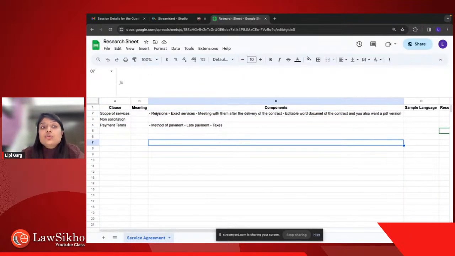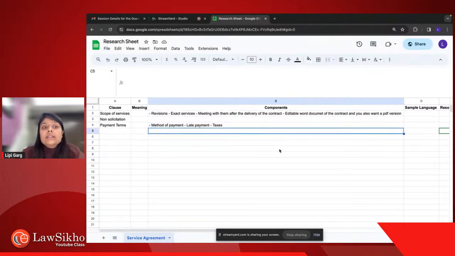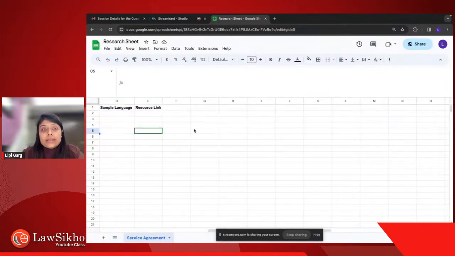And you don't have to use all of these components in every contract. You can just see which all will apply to your situation at hand, and then you can apply accordingly, right?